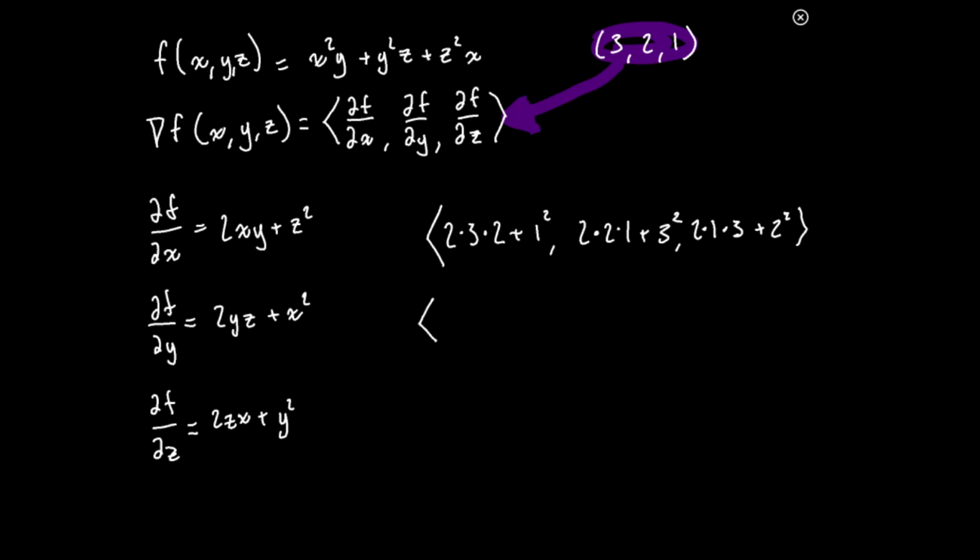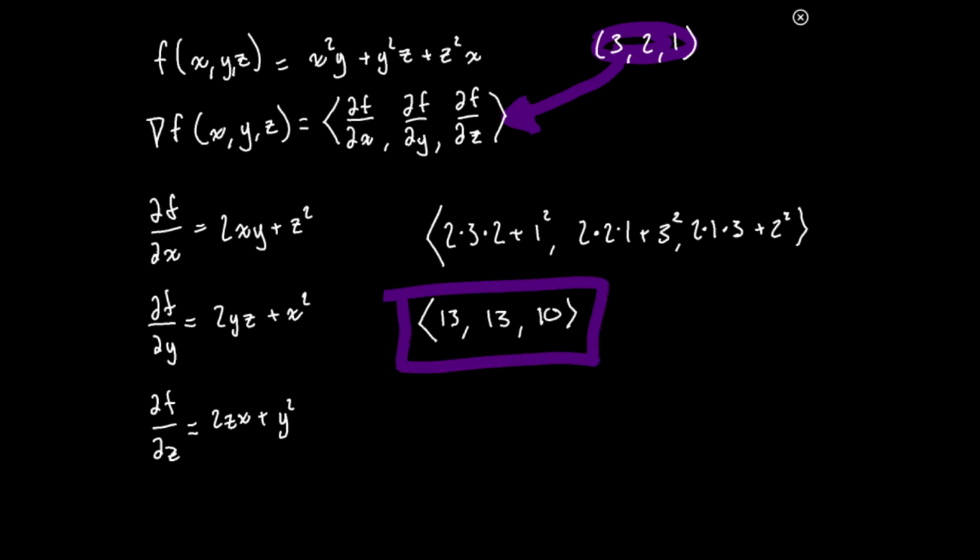And if we simplify all that out, we get 2 times 3 times 2 equals 4 times 3, which is 12, plus 1, which is 13. And then 2 times 2 times 1 is 4 plus 3 squared, which would be 4 plus 9, which is 13. And then we have 2 times 3 is 6, plus 4 squared is 10. And there's your gradient vector. So there's your answer.